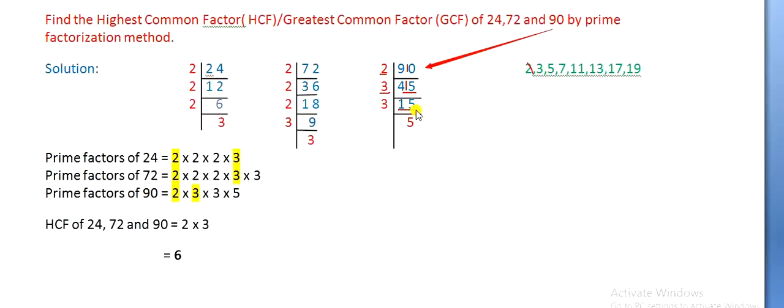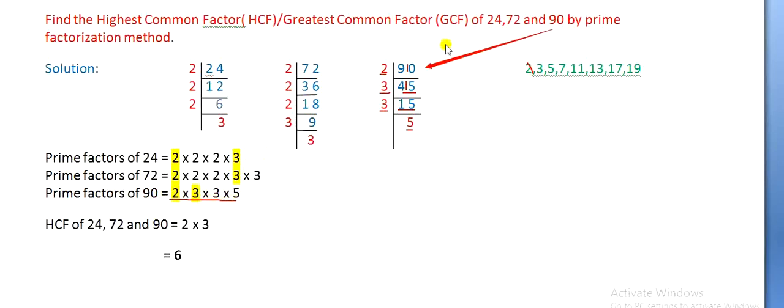Again 15 is a composite and odd number. It's not divisible by 2. It's divisible by 3. We wrote 3 here. We got quotient as 5. 5 is a prime number, we need to stop. Hence prime factors of 90 are 2 came one time, 3 came 2 times, 5 came one time.